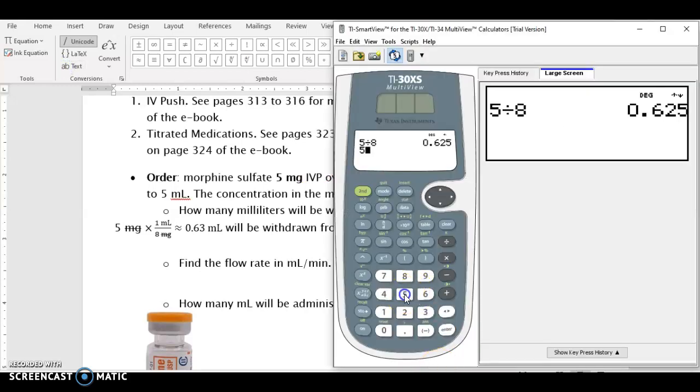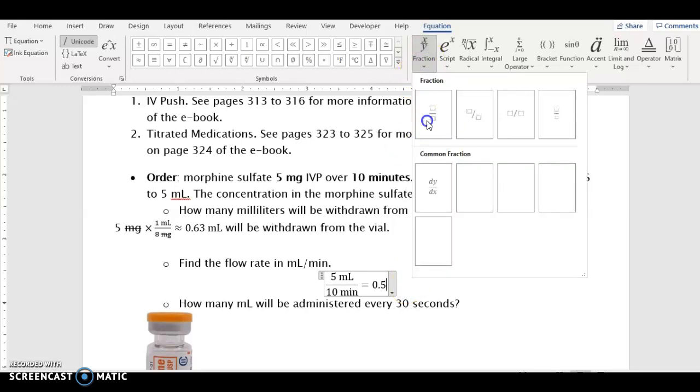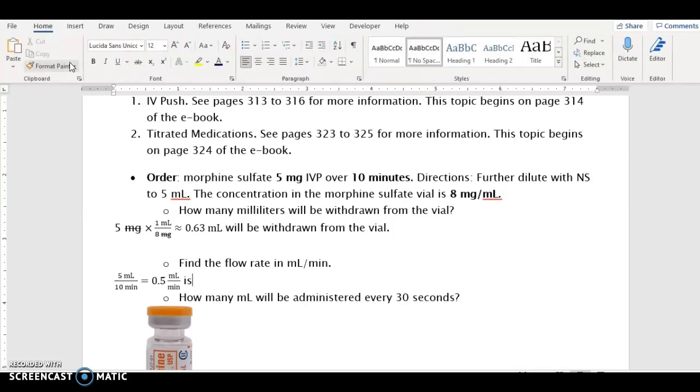So 5 divided by 10 is equal to 0.5. So basically, half a milliliter will be administered every minute. So 0.5 milliliters per minute is the flow rate of the IV push.